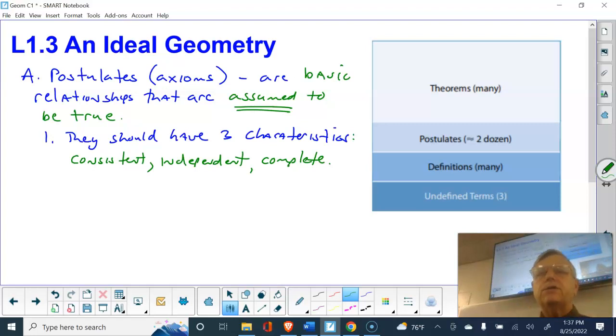Independent means we don't want extra postulates. We don't want 3 postulates that all basically say the same thing. We don't need it. Now we're making it too big and too complicated. And so we don't want that. So we want independent, and then we want it complete. So let me define complete here.